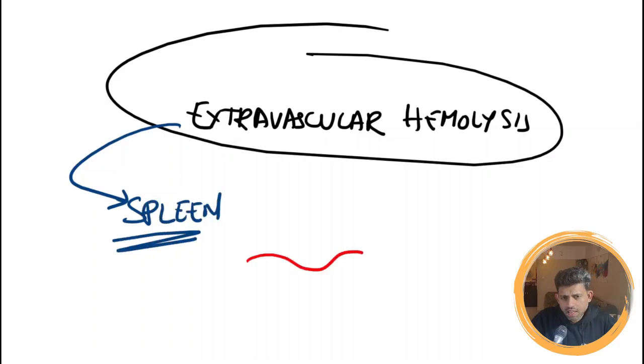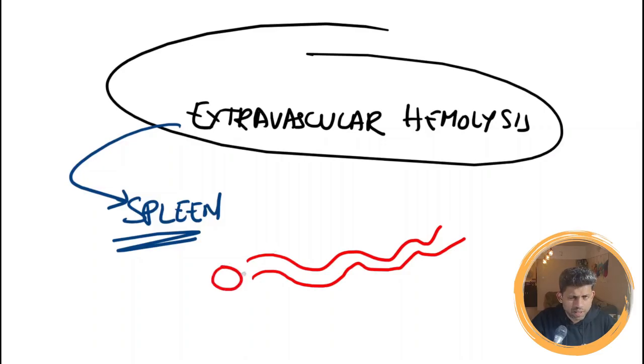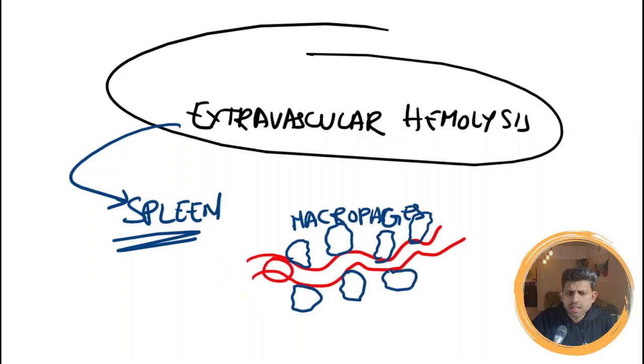Within the spleen, RBCs have to navigate through tortuous, narrow splenic cords. And this requires RBCs to be really flexible or deformable. All along these narrow passages in the spleen are macrophages which are waiting to eat up anything which is abnormal. Normal RBCs are generally deformable and go through this without much trouble.